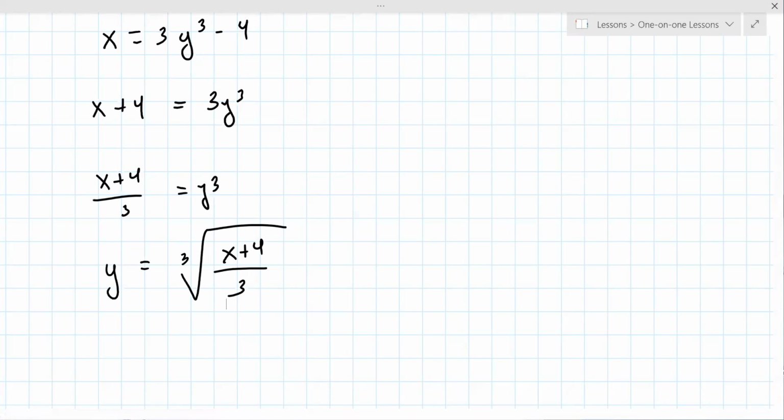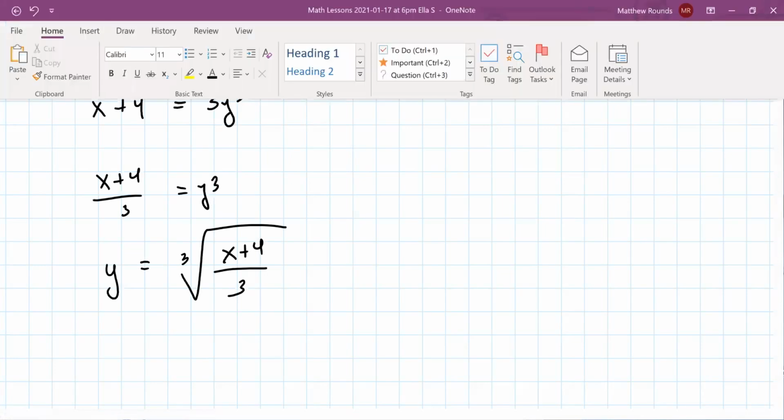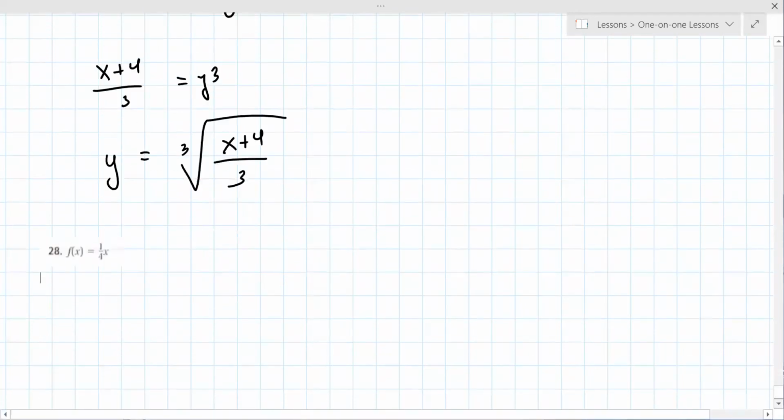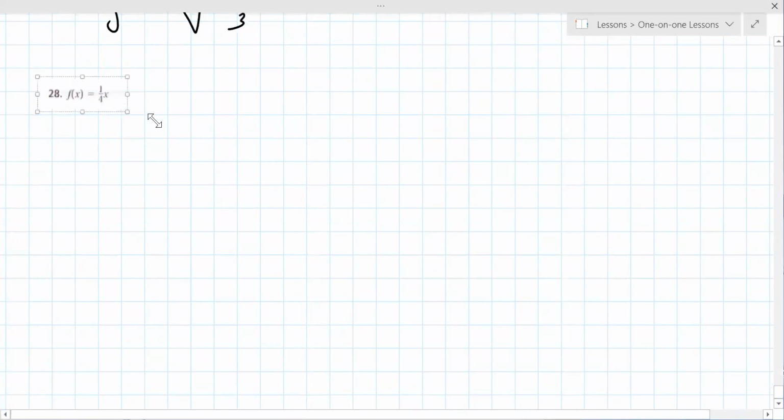28. Okay, 28 is f of x equals 1/4 x. See if you can do this one on your own. Let me know what you get for an answer.